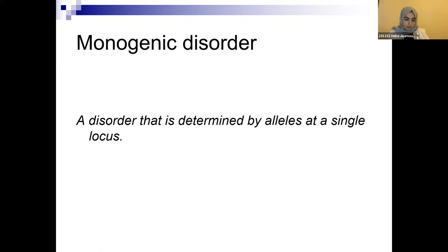So what are examples of monogenic disorders? One of which that you guys might have heard about is sickle cell anemia or sickle cell disease. And this is a mutation in the gene that forms the hemoglobin molecules that later on form red blood cells. And just this single gene mutation leads to a whole disease.